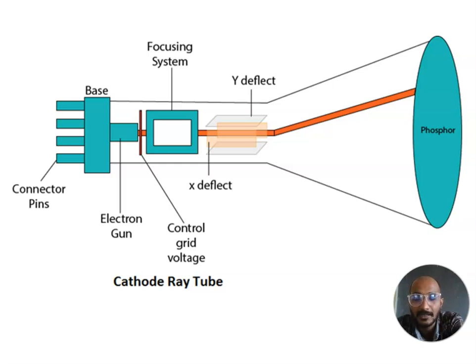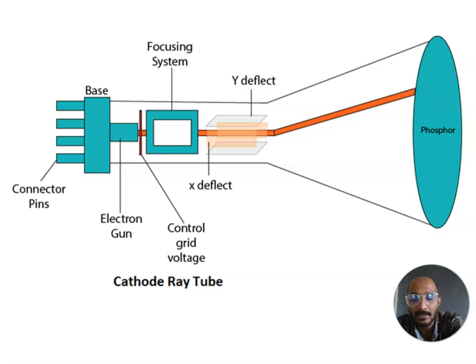After the electron is released from the electron gun, it passes through the focusing system along one direction, and now the main thing is that it has to pass through the deflection plates. It has two deflection plates, that is the X and Y deflection plates. After that, the screen is there, the phosphor coated screen.